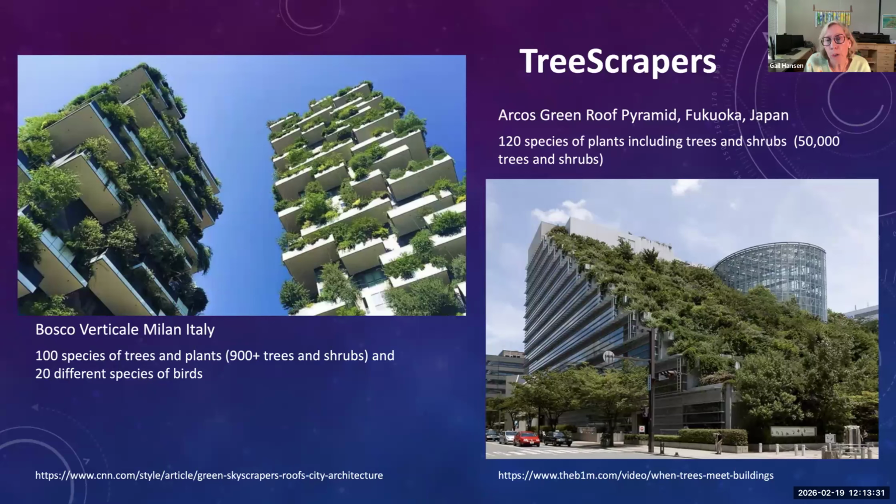And a newer version is the Acros Green Roof Pyramid in Fukuoka, Japan. And this building is amazing. They have over 50,000 trees and shrubs on this building. It's much bigger than the Bosco Verticale. But it's just amazing the number of trees that they've been able to pack into that space.